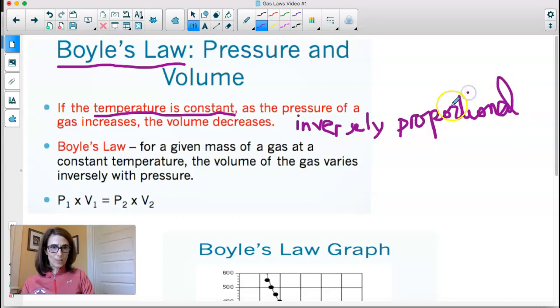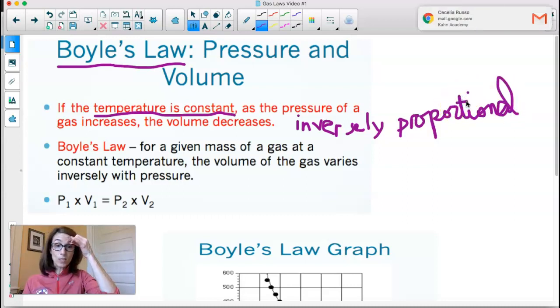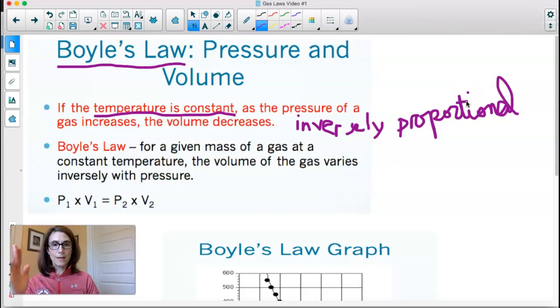Inversely proportional relationship. So one goes up, the other goes down, and that proportional means that if it goes up by a factor of two, the other thing goes down by a factor of 2. Okay, so the law is P1 times V1 equals P2 times V2. So P1 V1 equals P2 V2.